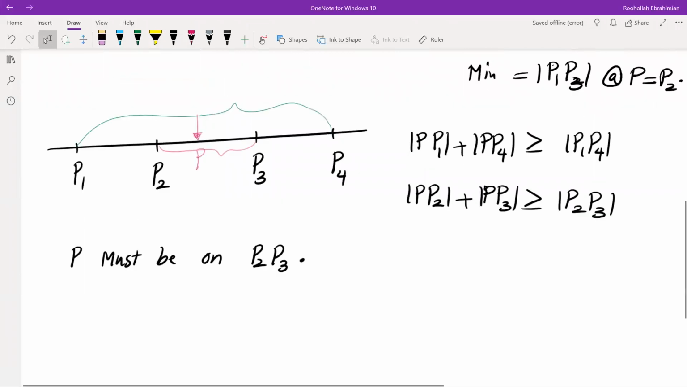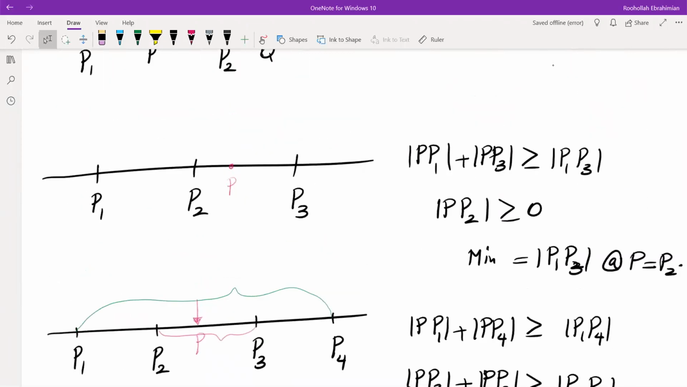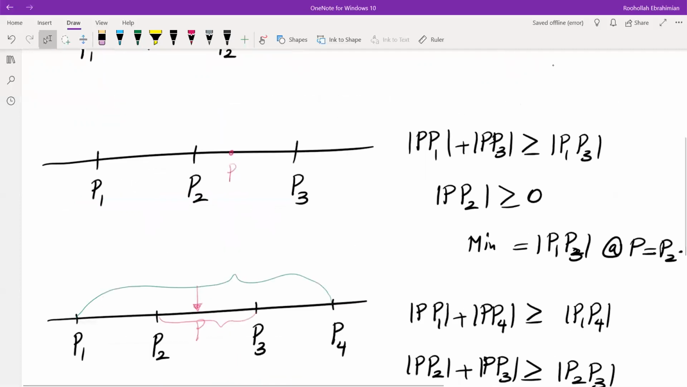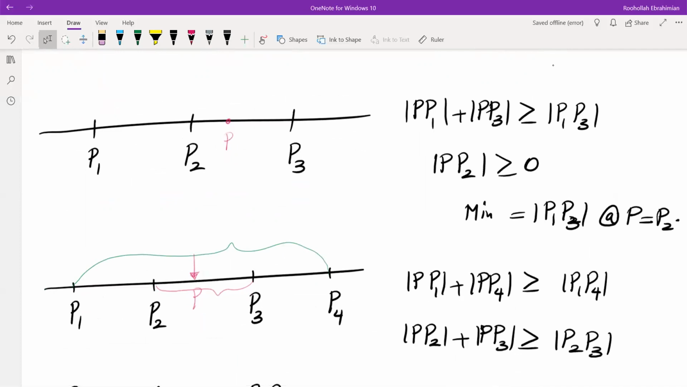Okay, so the contrast is quite clear now. We checked for n equals 1, it has to be the point. For n equals 2, it has to be somewhere in between the 2 points. For n equals 3, it has to be the midpoint, the point P2, which is, I guess, the median of those points.